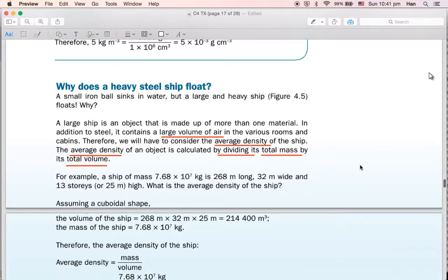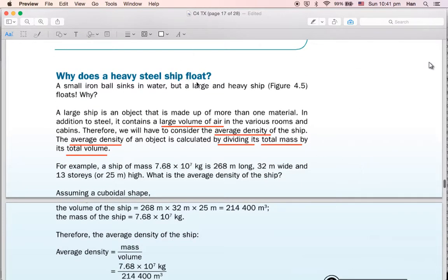So why does a heavy steel ship float? I'll show you a short video after this that will explain it much better. But the short explanation is that if it were 100% steel, it would definitely not float. It's able to float because it has a large volume of air inside. The Titanic sank because there was a hole in the ship, and a lot of water entered it, so the air was removed.